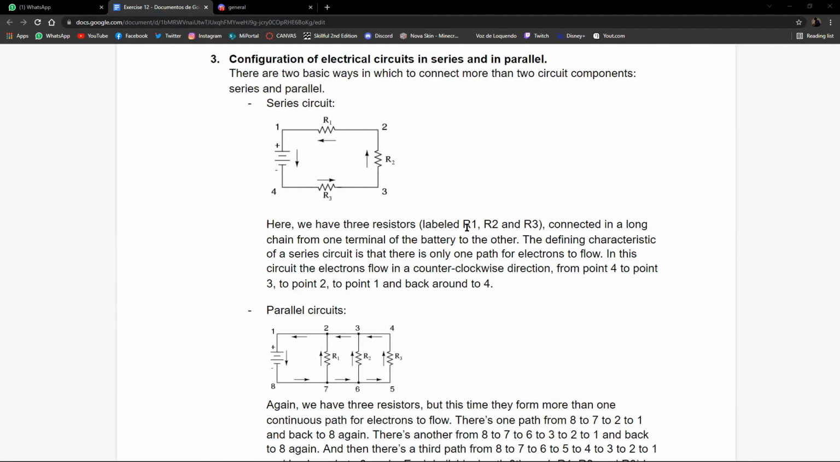Now to explain the configuration of electrical circuits in series and in parallel. There are two basic ways in which to connect more than two circuit components: series and parallel. First, the series circuit. Here we have three resistors labeled R1, R2, and R3, connected in a long chain from one terminal of the battery to the other. The defining characteristic of a series circuit is that there is only one path for electrons to flow. In this circuit, the electrons flow in a counterclockwise direction, from point 4 to point 3 to point 2 to point 1, and back around to point 4.